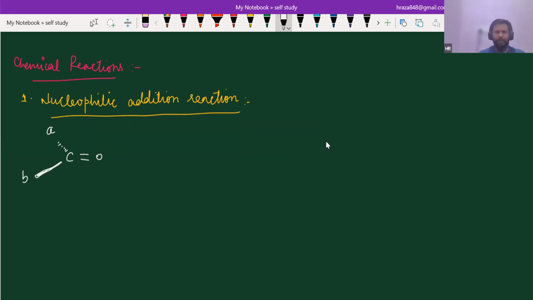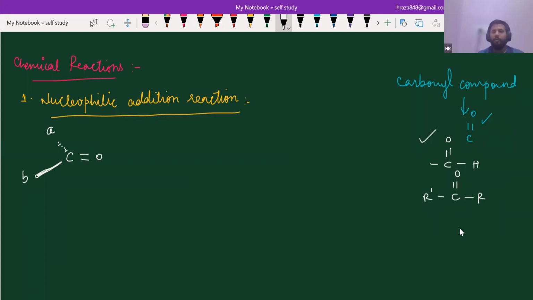Okay. So here, first of all, I'm going to talk about the carbonyl compound. A carbonyl compound is a functional group in which C double bond O is present. Wherever C double bond O is present in any functional group, that functional group is also known as a carbonyl compound. So you can see C double bond OH, this aldehyde is a carbonyl compound. C double bond O with R and R dash, this ketone is also a carbonyl compound. C double bond OOH, this carboxylic acid is also a carbonyl compound.